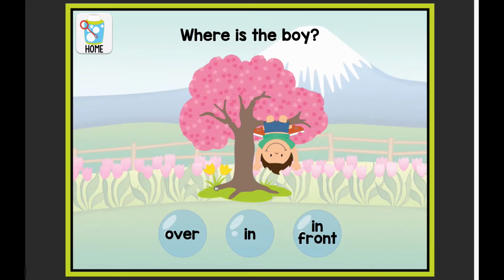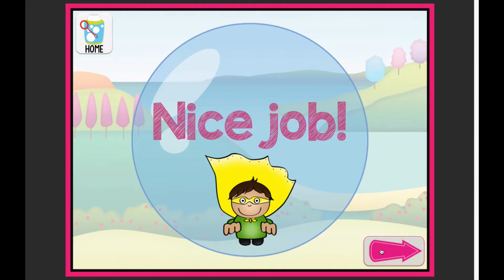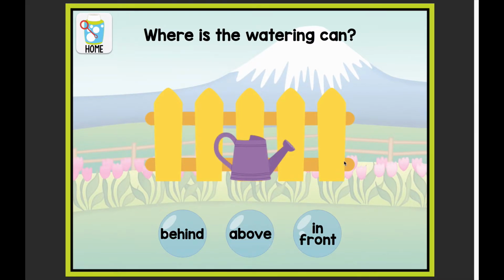So where is the boy? Your student is going to say in the tree. Or they could just say in. It depends on what level they're operating at. And where is the watering can? They would say in front of the fence or in front.